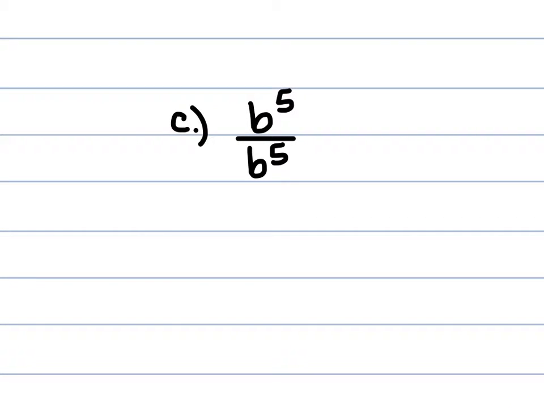For C, we have b to the 5th divided by b to the 5th, or b to the 5th over b to the 5th. So again, we have the same variable, top and bottom. We can subtract those exponents. This is going to be b to the power of 0. Any number or any term, variable, anything raised to the power of 0 is 1. So this turns into a 1.